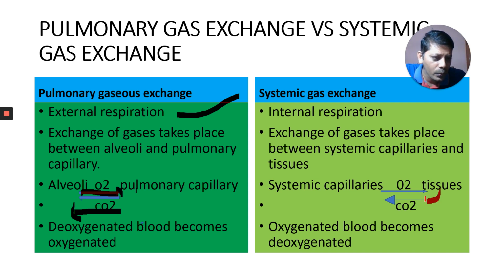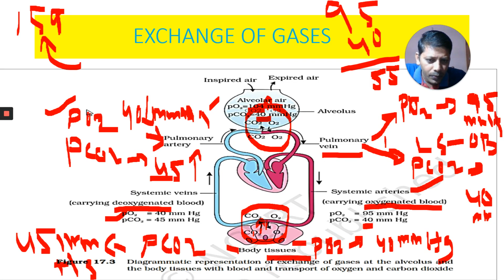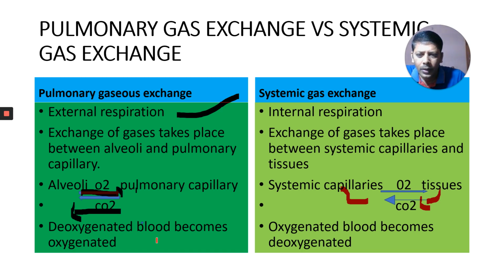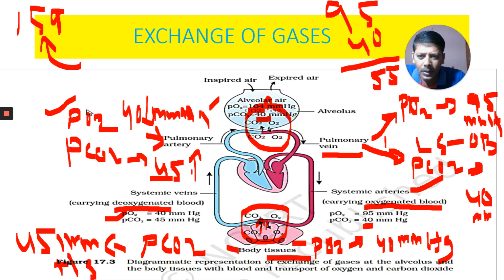From the tissue, carbon dioxide is entering into the systemic capillaries. You can observe here, from the tissue, the carbon dioxide is entering into this one. Deoxygenated blood becomes oxygenated here. This is the deoxygenated blood, and it has become oxygenated blood because of this.